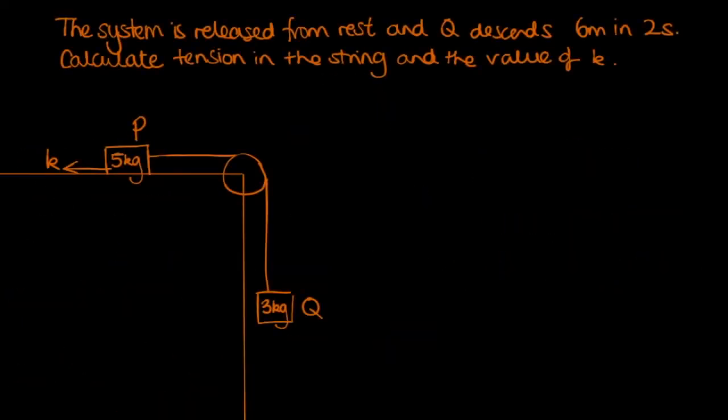So the previous pulley problem was quite algebraic. This one, on the other hand, is going to be more numerical. So we have a pulley. This time it's going to be attached to a table. We have two particles P and Q.